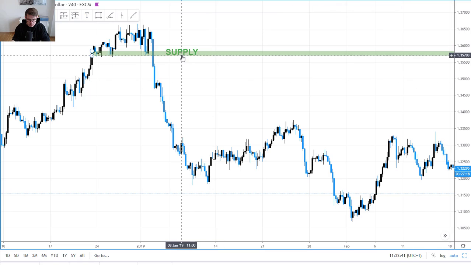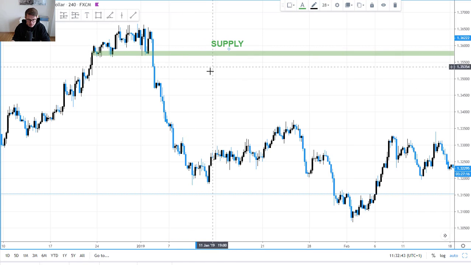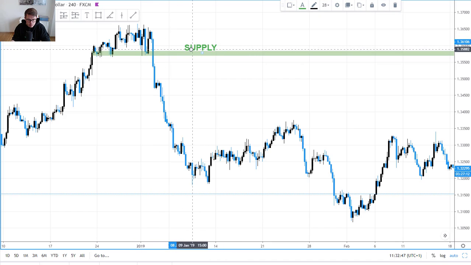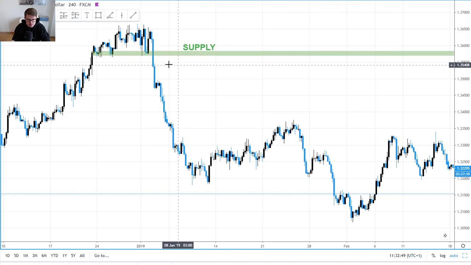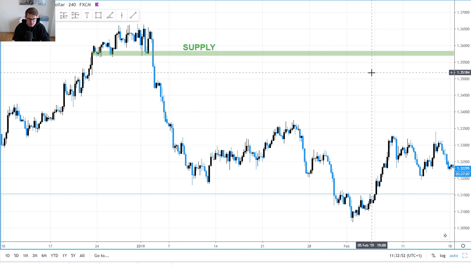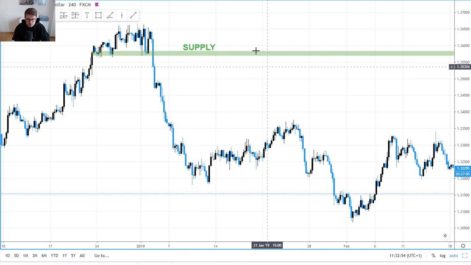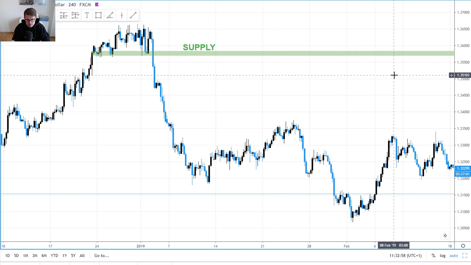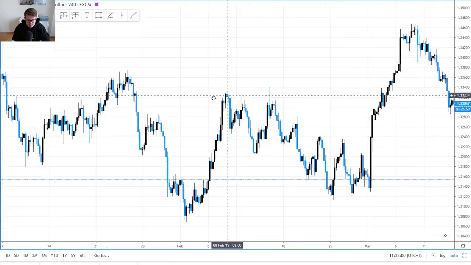So this is what we would call a supply area. Here, the powers between the bulls and the bears have clearly shifted, and we want to have this level on our charts, because what we are going to do is wait for price to get back to this area, and then look for new selling opportunities. So let's see what happens when the price got there.